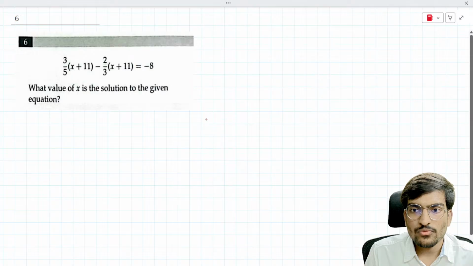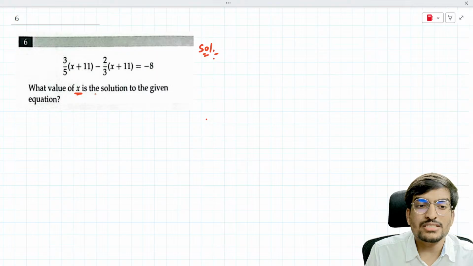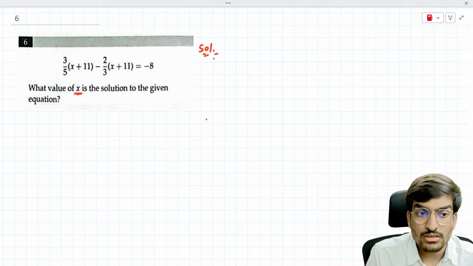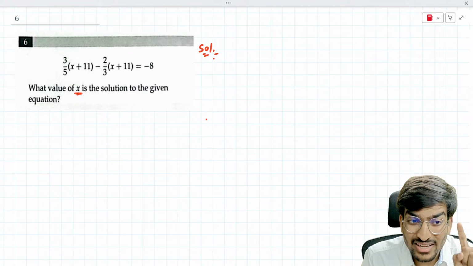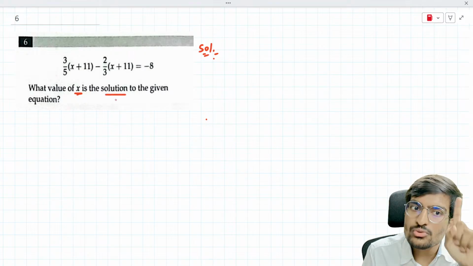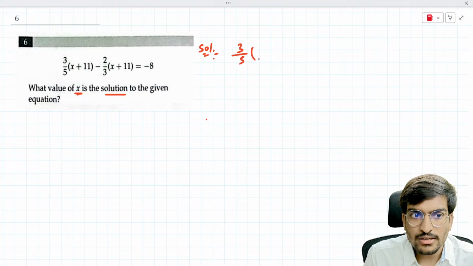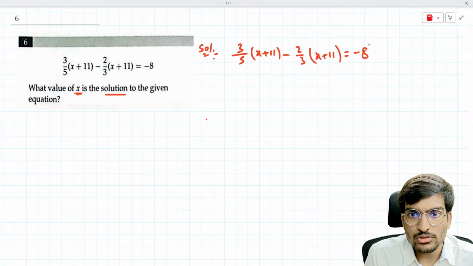Let's go for question number 6. They have given this equation. What value of x is the solution to the given equation? Again, they are not asking us to find the value of x. What value of x is the solution to the given equation? Be careful. 3 by 5 (x plus 11) minus 2 by 3 (x plus 11) equals negative 8.